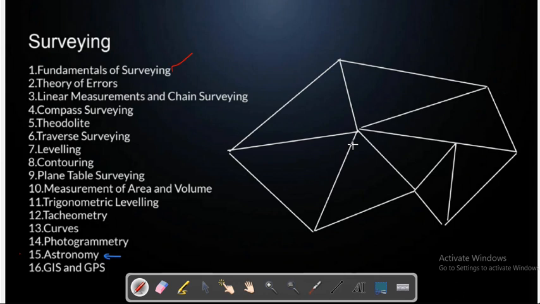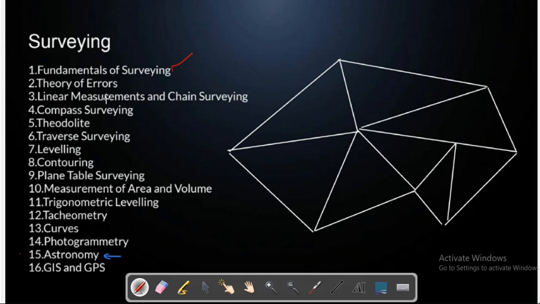The second point is the theory of errors: what types of errors are generally generated while we are measuring some of the instruments or while we are measuring some of the objects. So what errors arise, that is the theory of errors.